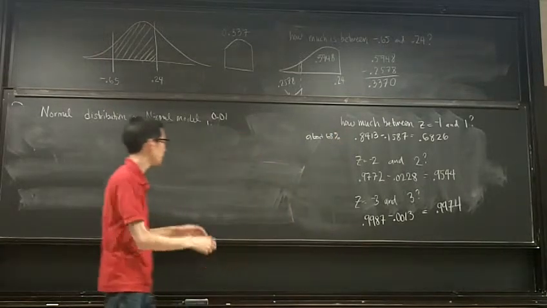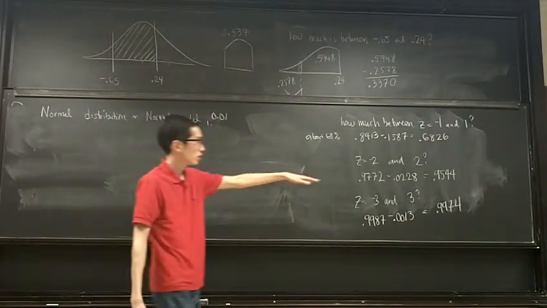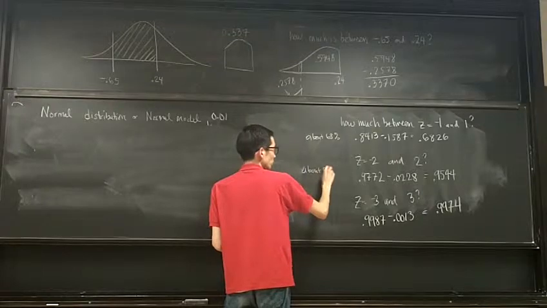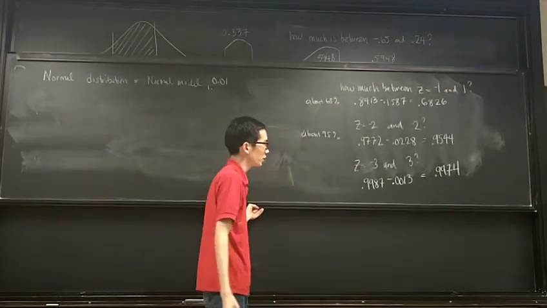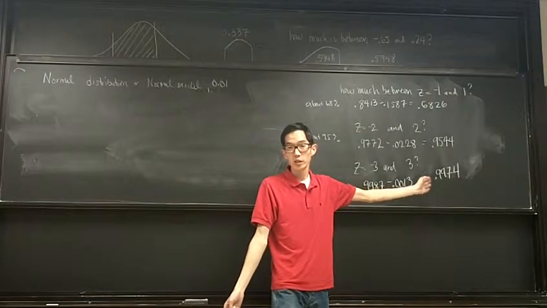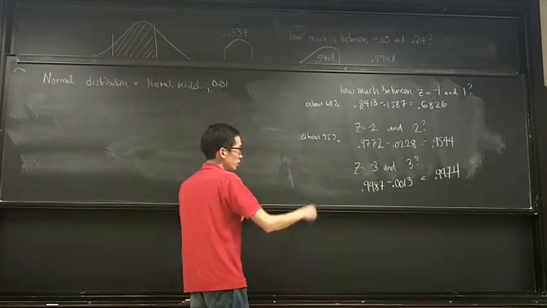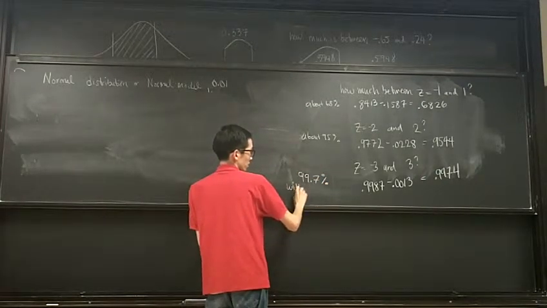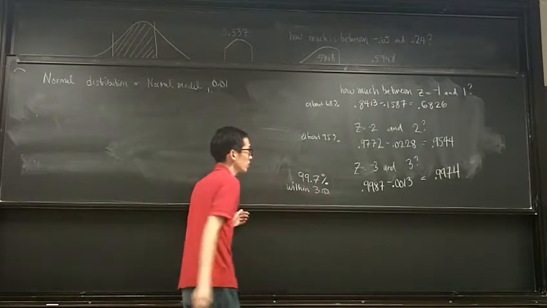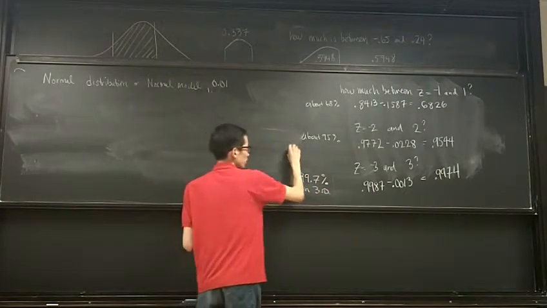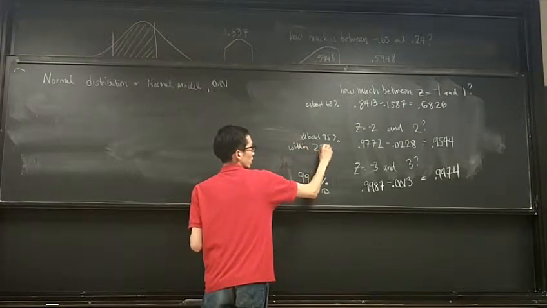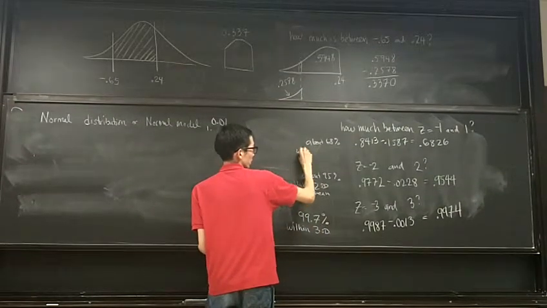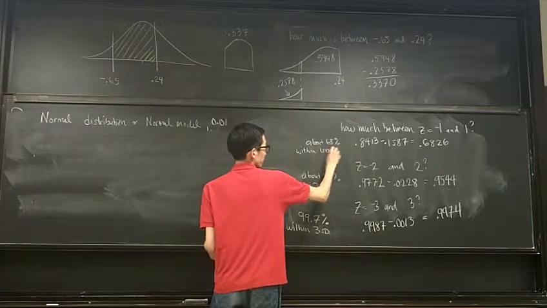And remember, I said about 95% is within 2. That 95% comes from this number, 0.9544, so about 95%. And then within 3 standard deviations, we have almost 1. Not quite, but almost 100%, 99.7%. Within 3 standard deviations. And this is within 2 standard deviations of the mean. And about 68% is within 1 standard deviation of the mean.